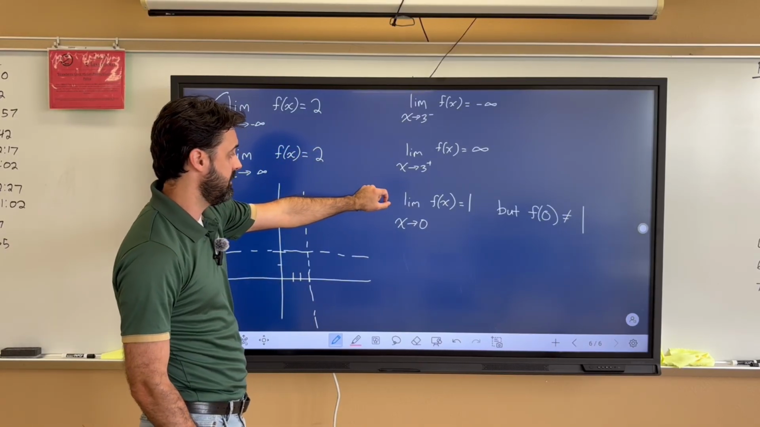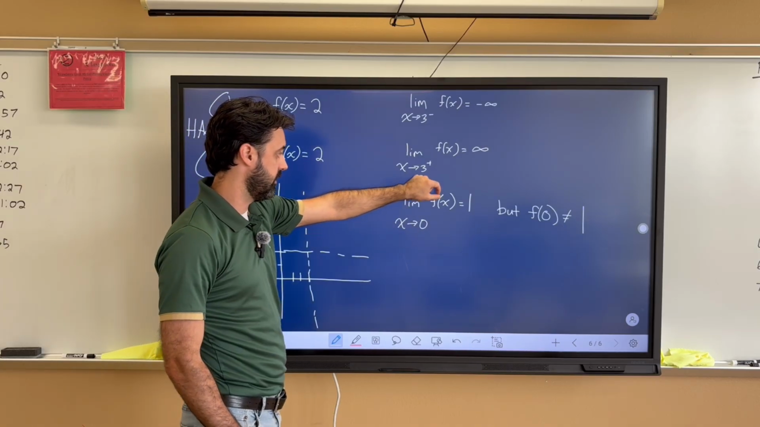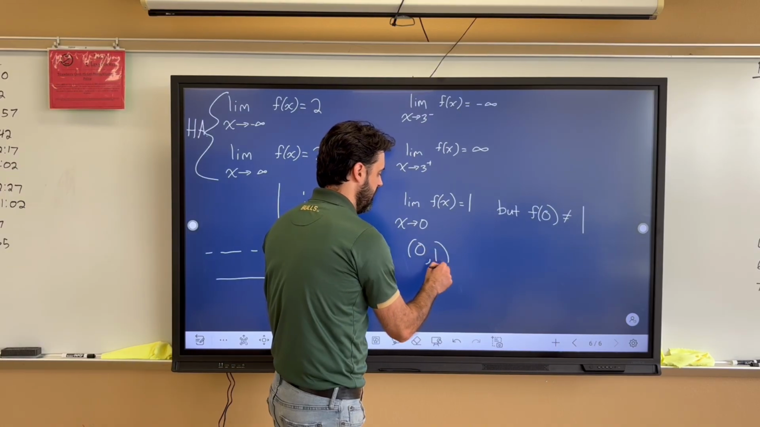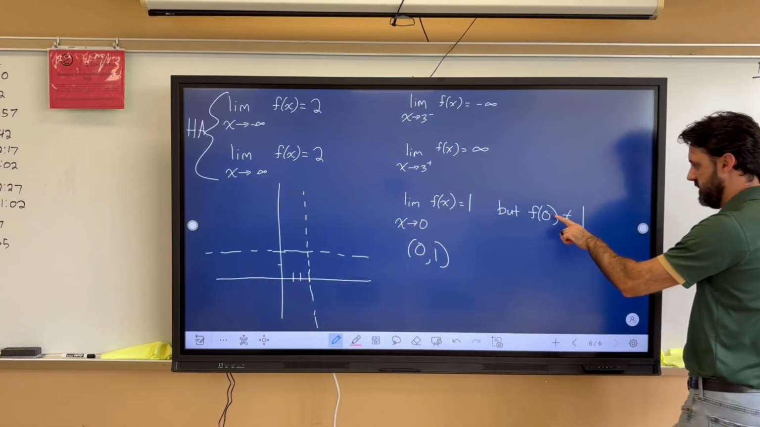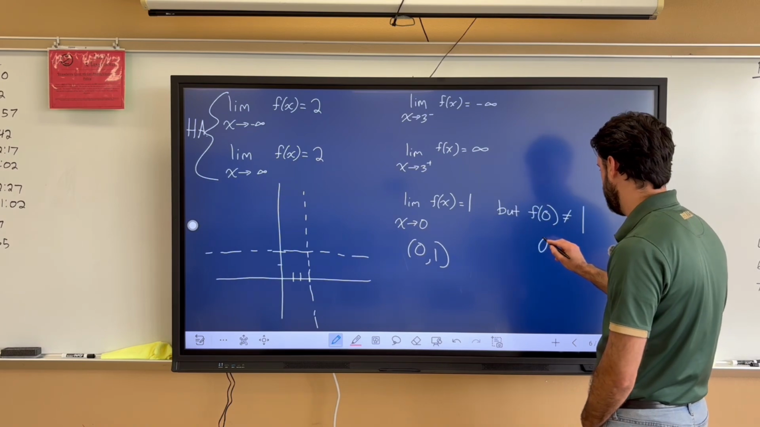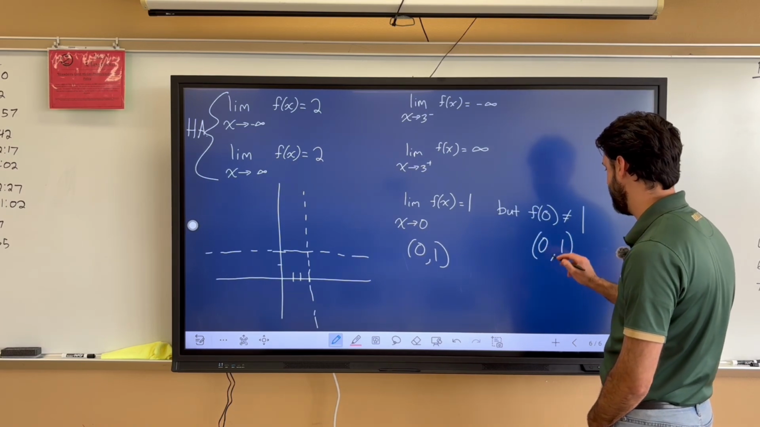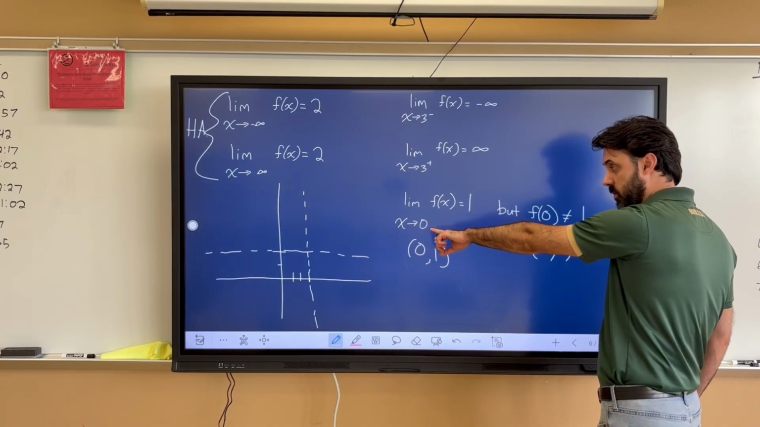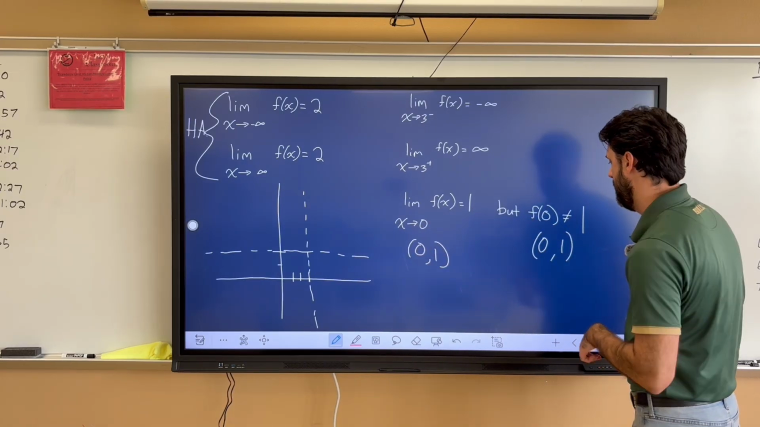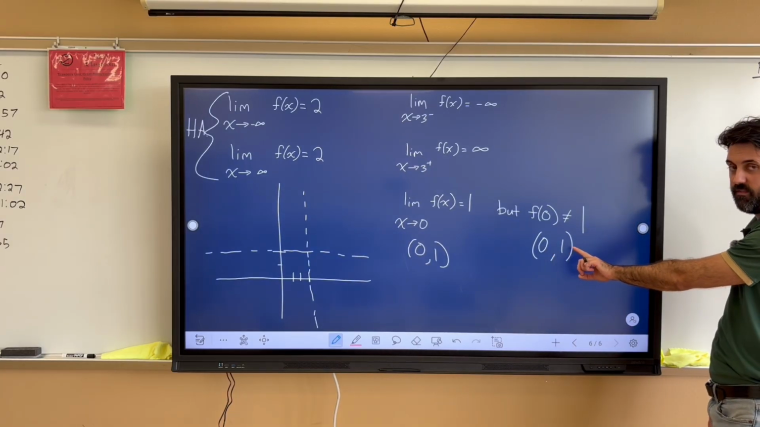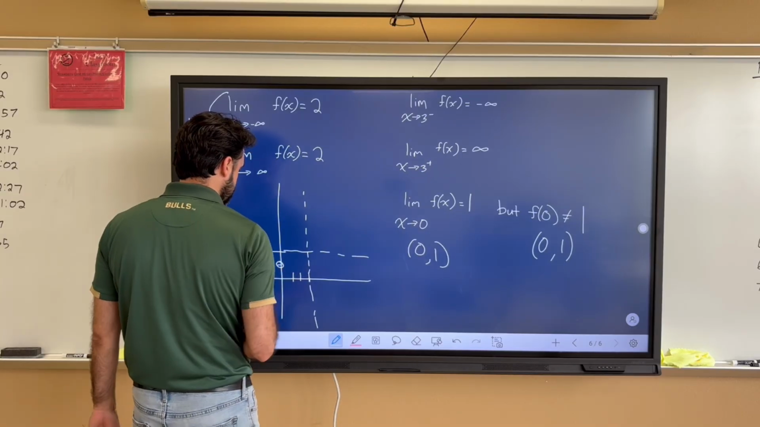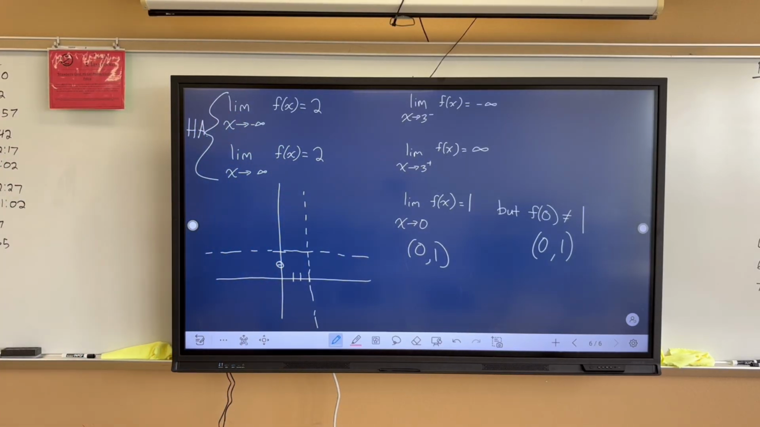Now, lastly, it says the limit as x approaches 0 of our function is 1. So that means we're approaching a coordinate point at (0, 1). But here it says f of 0 is not 1. In other words, at (0, 1), there's not actually a point. It's not filled in. So this is telling us there's a hole at (0, 1). As we approach 0, we approach 1. But when we get to 0, there's not a y value of 1. There's no coordinate point there. So I'm going to put an open circle at (0, 1) to show that there's no point there, but we get close to that point.